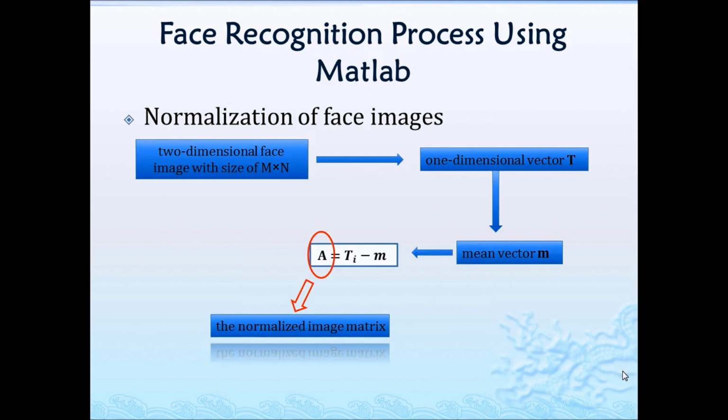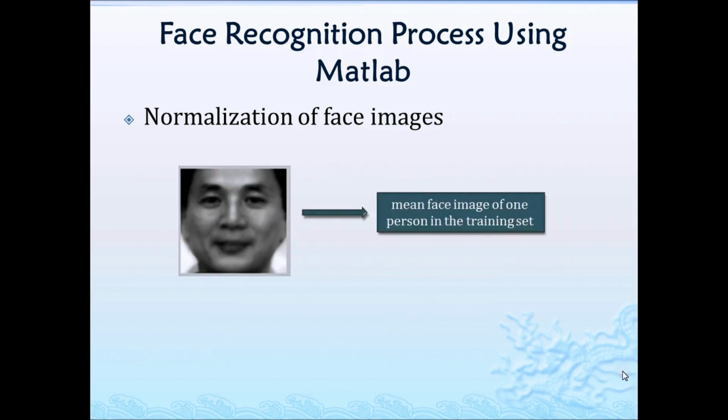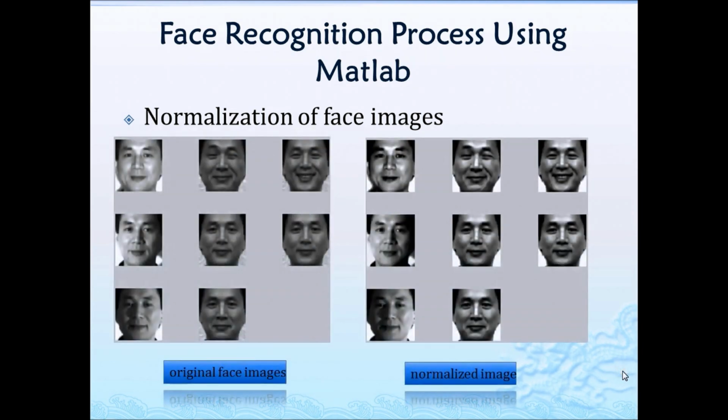Before calculating the eigenface, we need to normalize the face images. The two-dimensional face image matrix will be transformed to one-dimensional vector T, and the mean vector M will be calculated. Subtract M from T, we can get the normalized image matrix A. Here is the mean face image of one person in the training set. This is the comparison of original face images and the normalized images.